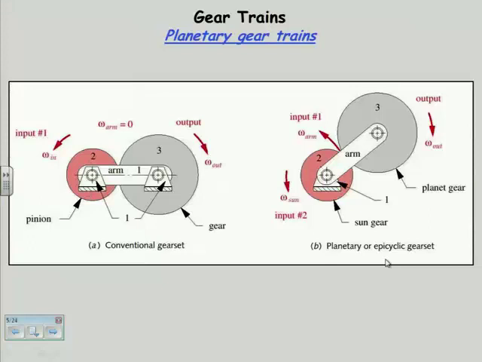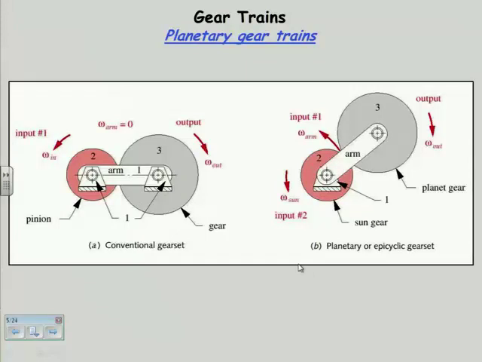And so to make that behave, I either have to put in 2 inputs and get out 1 output, or take 2 outputs as the result of 1 input. And it's used both ways. These now take on names that are fairly obvious. We have a sun gear, a planet gear, and an arm, sometimes called a carrier. So the terms arm and carrier mean the same thing.